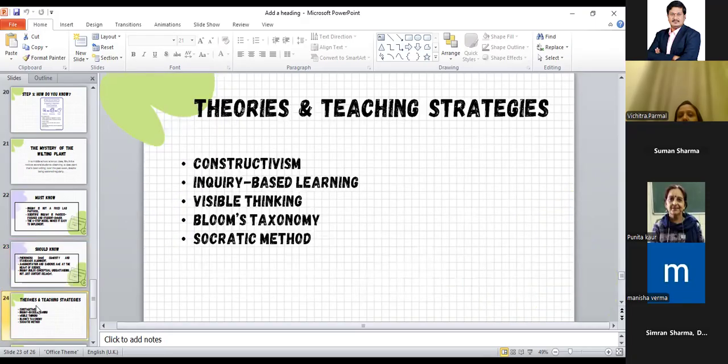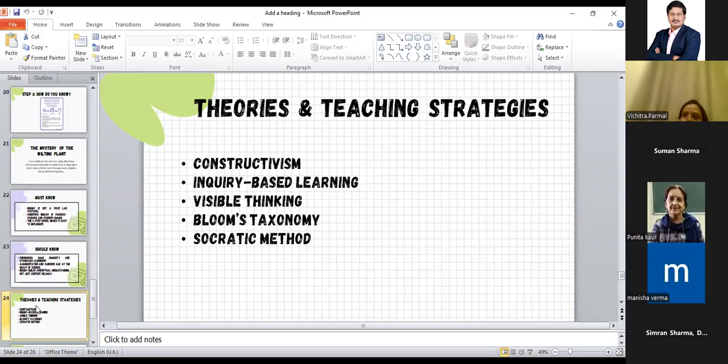Then there are certain theories and teaching strategies that are connected. If your classroom is an inquiry-based classroom, where scientific inquiry is seen, it's the constructivism theory, right? Building on concepts. Then inquiry-based, putting the students into a zone of thinking and posing questions, framing their own questions. Visible thinking is making thinking visible. Not that students are thinking and we teachers don't know what they're thinking, right? So we know.